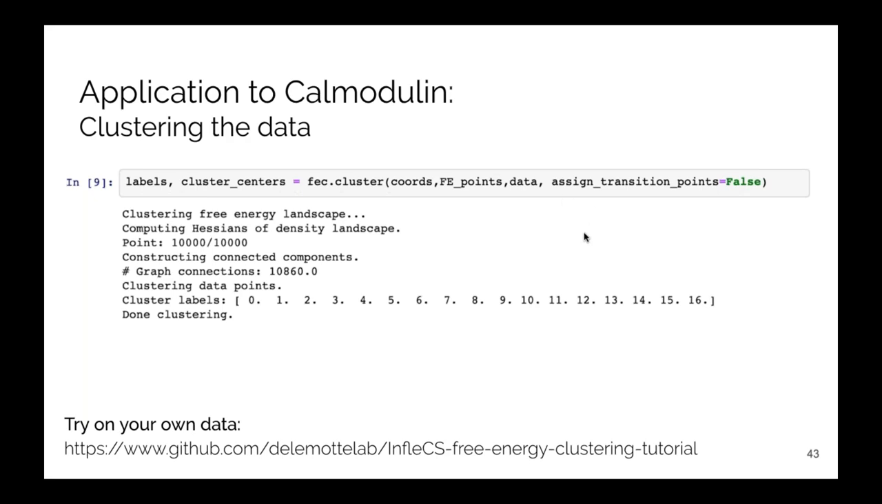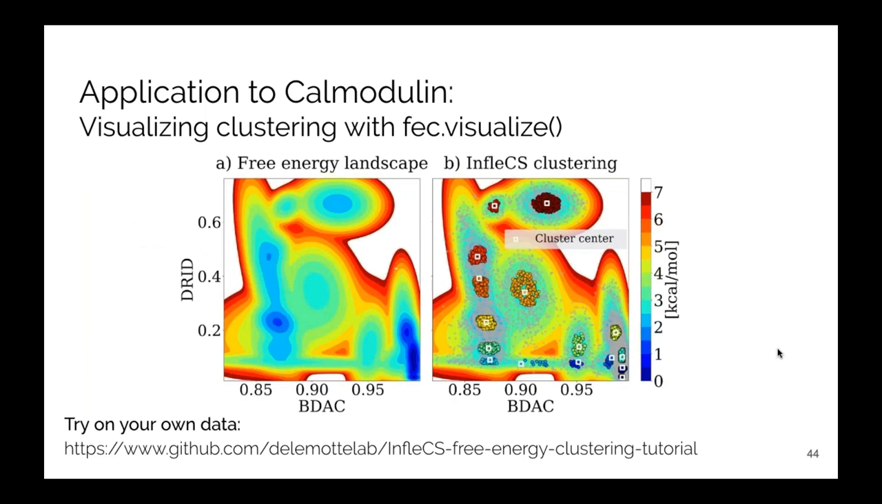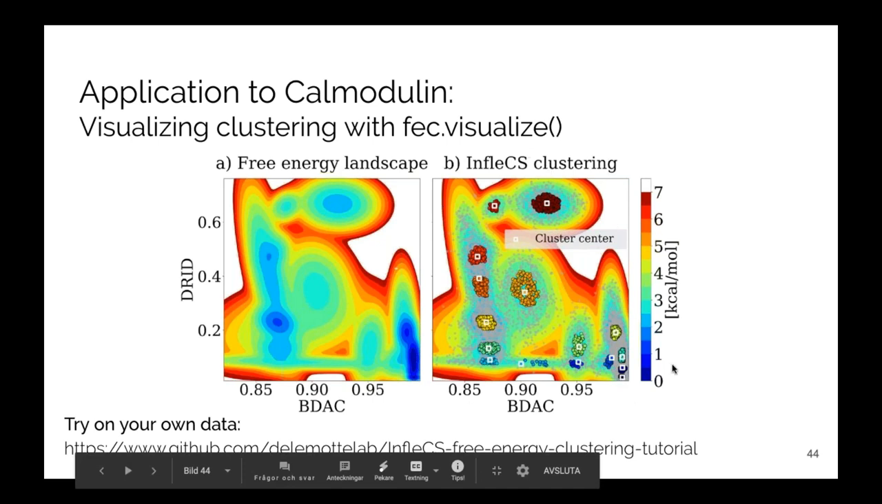And as I mentioned, when we compared this method to the other clustering methods, we used a full clustering. So in case you would like to do that, there's a keyword argument called assign_transition_points. By default, this is false. But if you want to get the full clustering, you can change this to true. And then this will compute the second derivatives. It will construct the connected components and then label the data points.